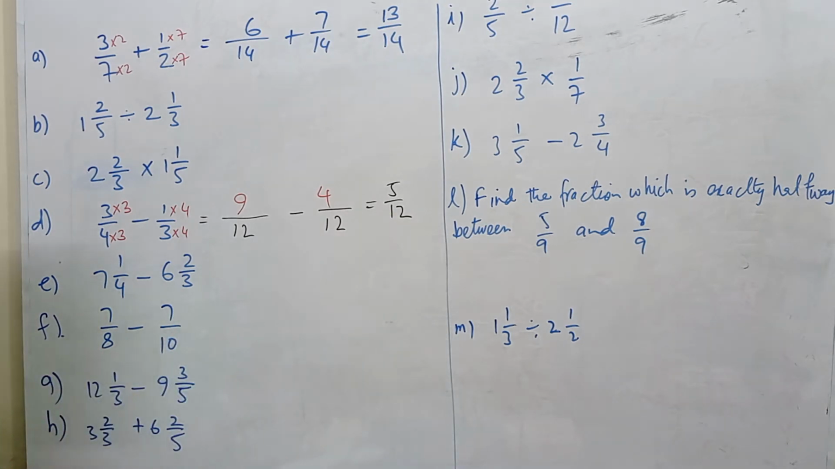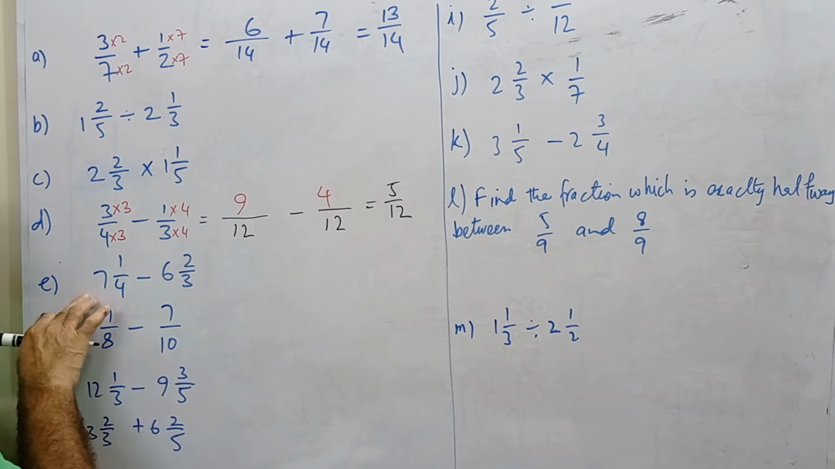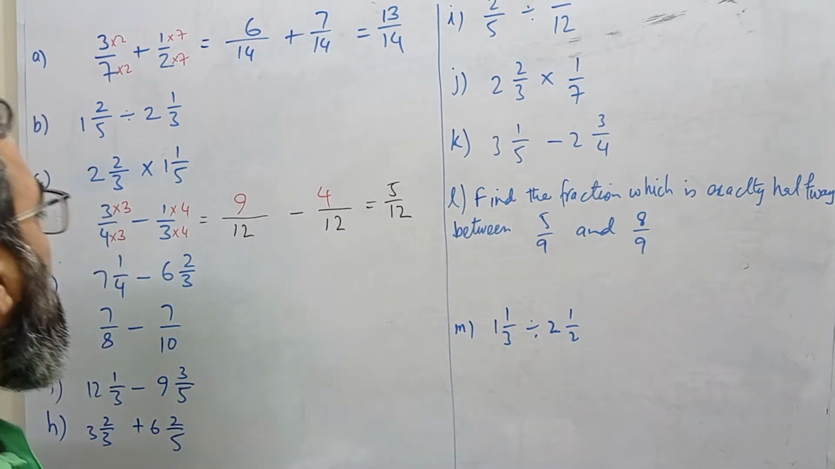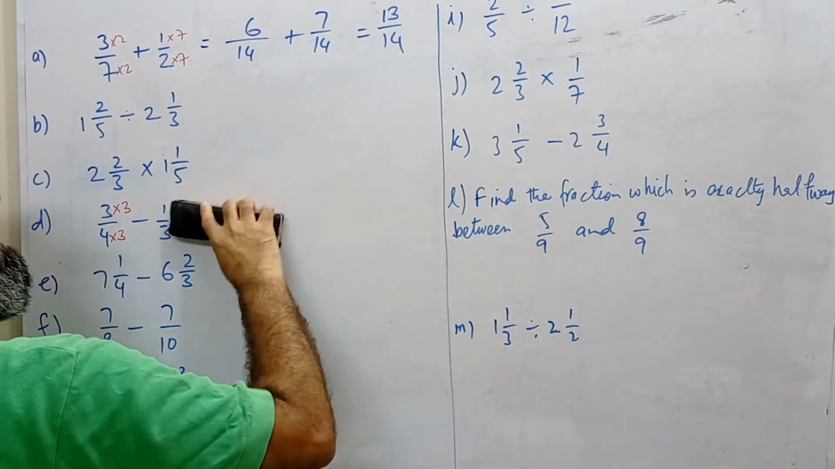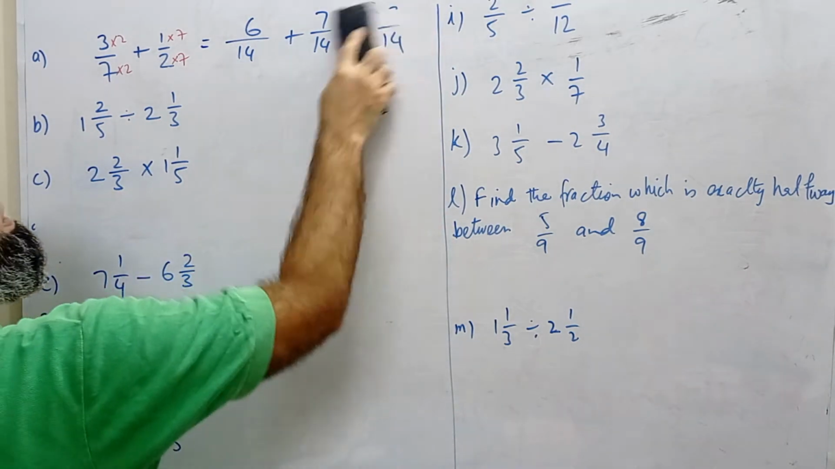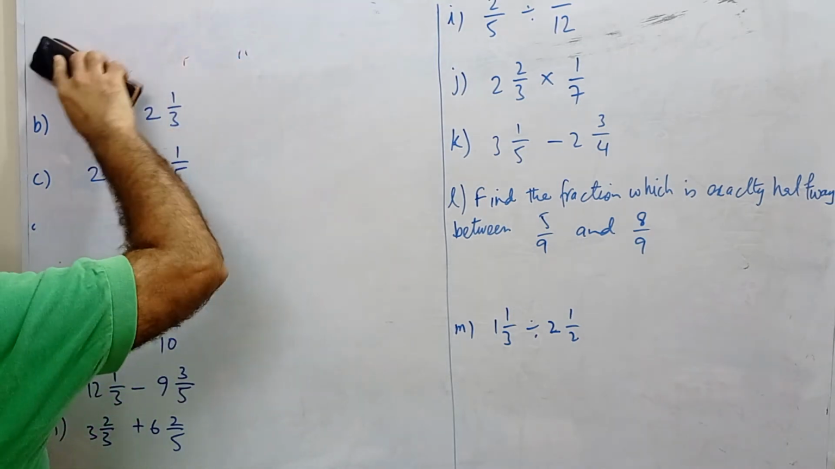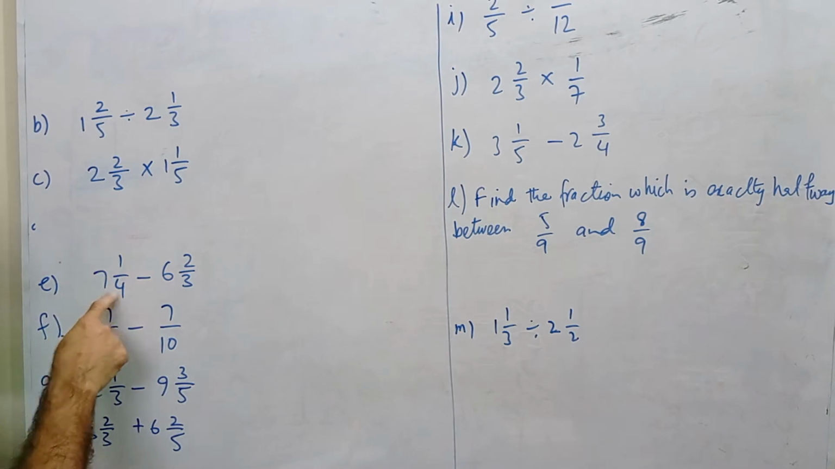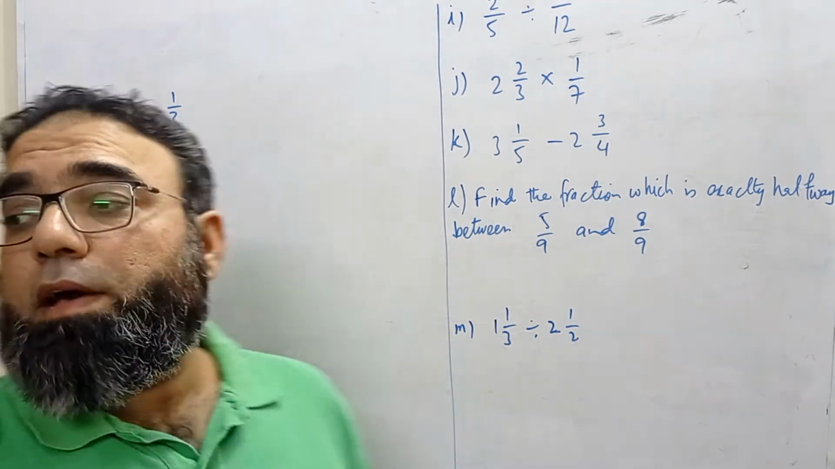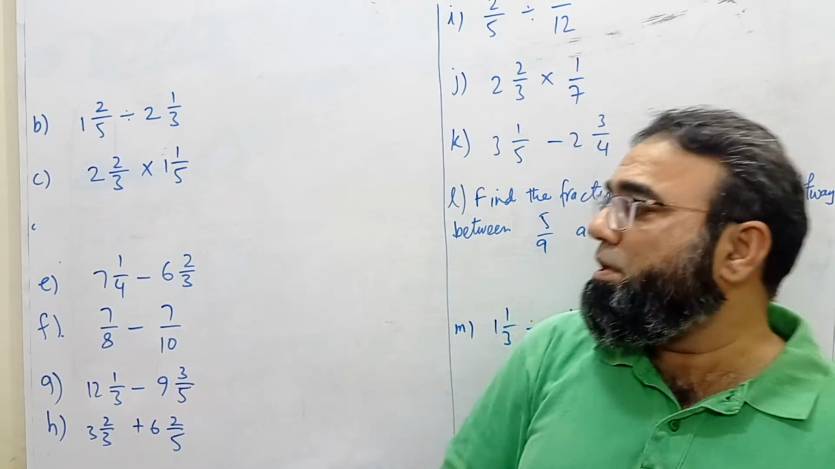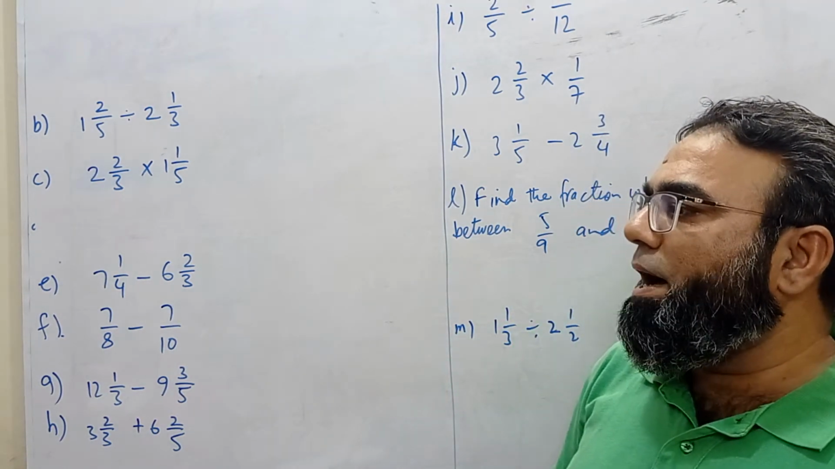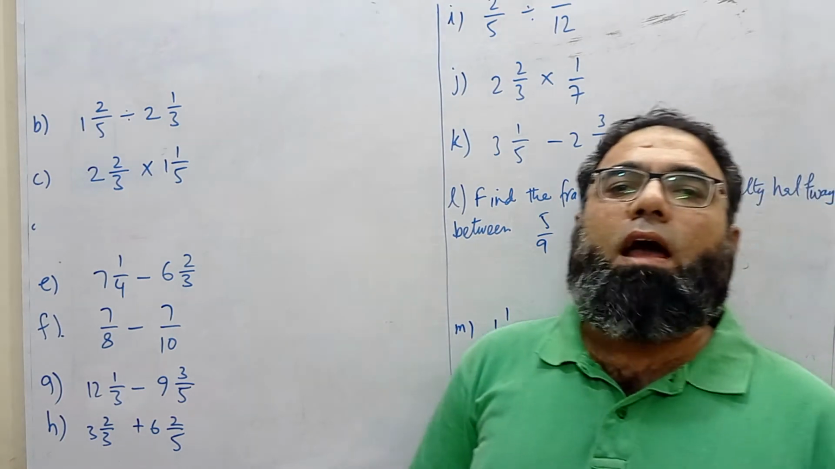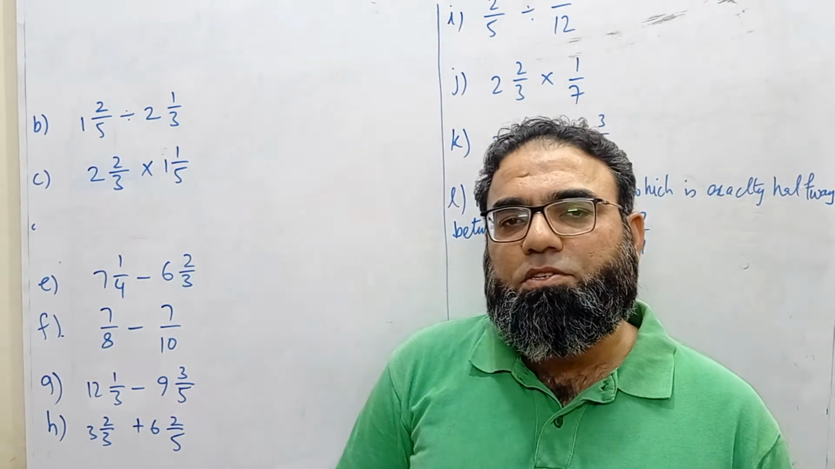Now, if we come to the E part over here. Before I go into the E part, let me erase the parts that I have done. Now the E part is 7 whole 1 over 4 minus 6 whole 2 over 3. Whenever you have to subtract fractions, first of all, they should ideally be like fractions. If they are not like fractions, you will have to convert them into like fractions.